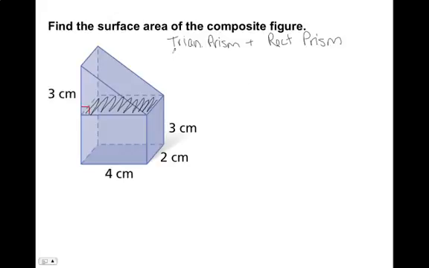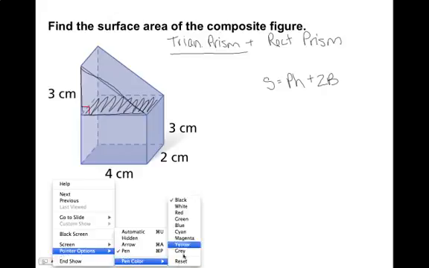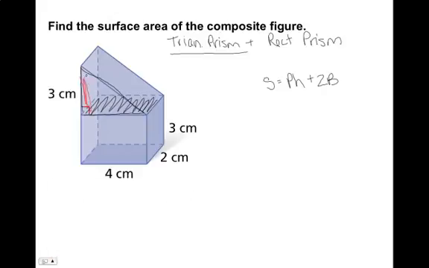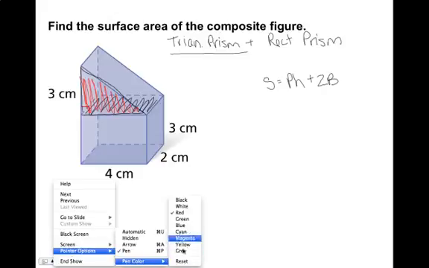I'm going to look at the triangular prism. So we look at the total surface area, which is perimeter of the base times the height, plus 2 times area of the base. So if we look at this prism here, the perimeter should be this rectangle. So let me make that another color. The base here is this right triangle. So in order to find the perimeter, we need to know all three sides.